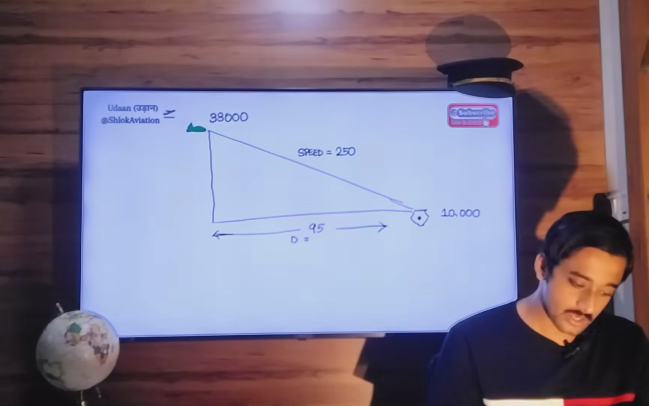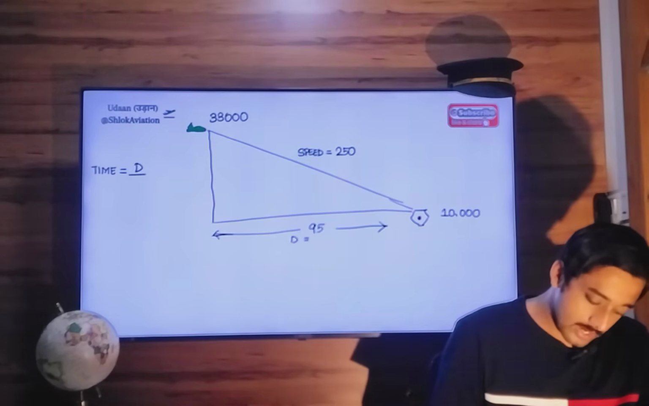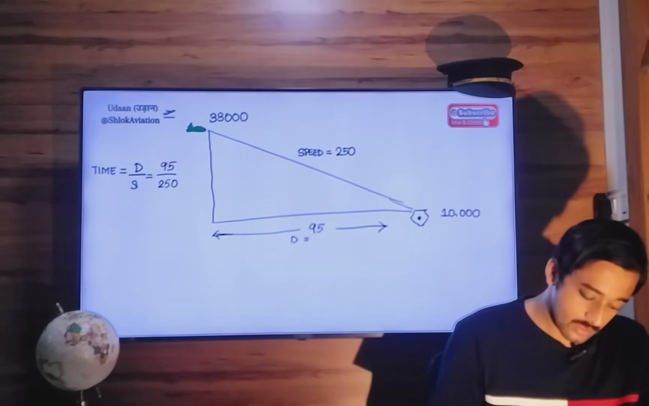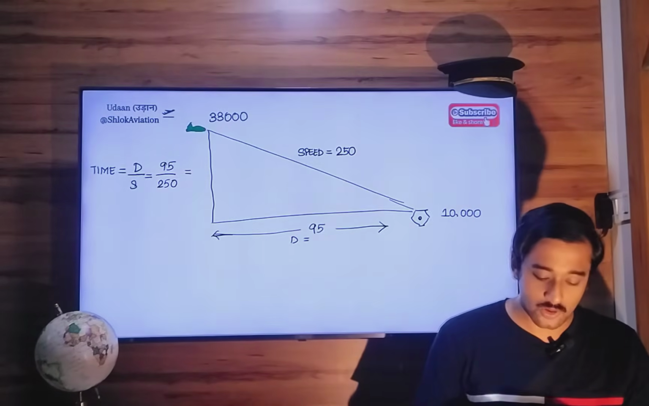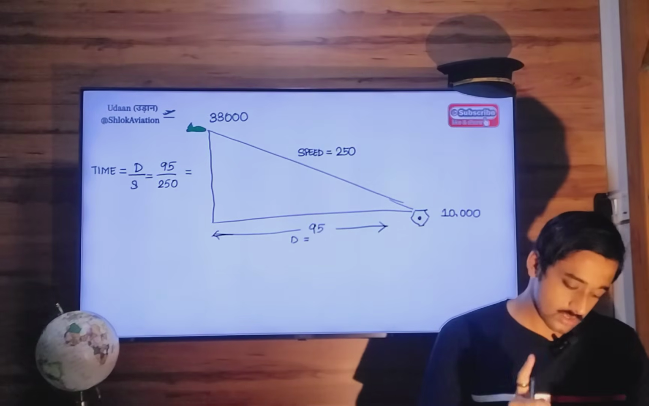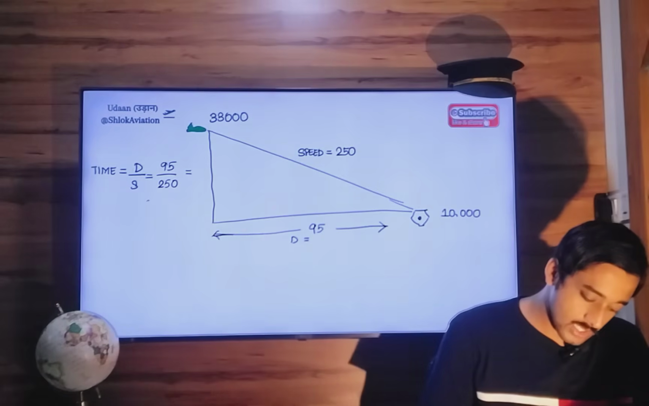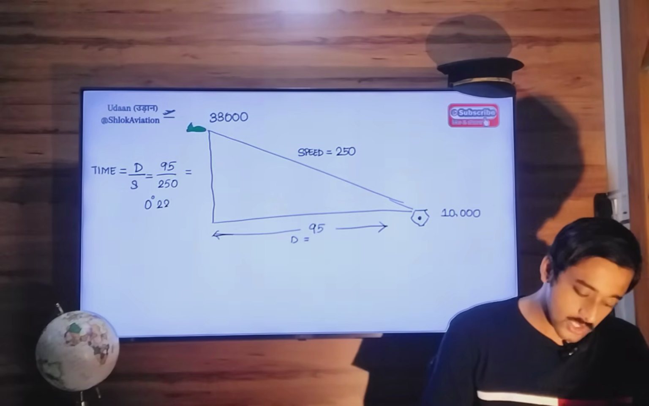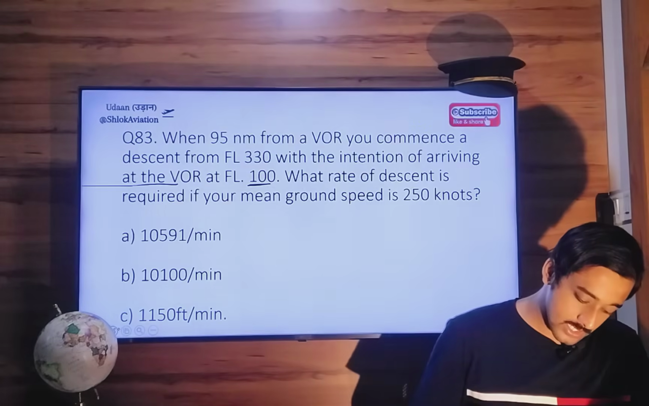Okay. So distance is 95. Speed is 250. So time will be equal to distance divided by speed, 95 divided by 250. So 95 divided by 250 is equal to 22 minutes. 0 hour 22 minutes. So you have 22 minutes to descend. So what will be your rate of descent?